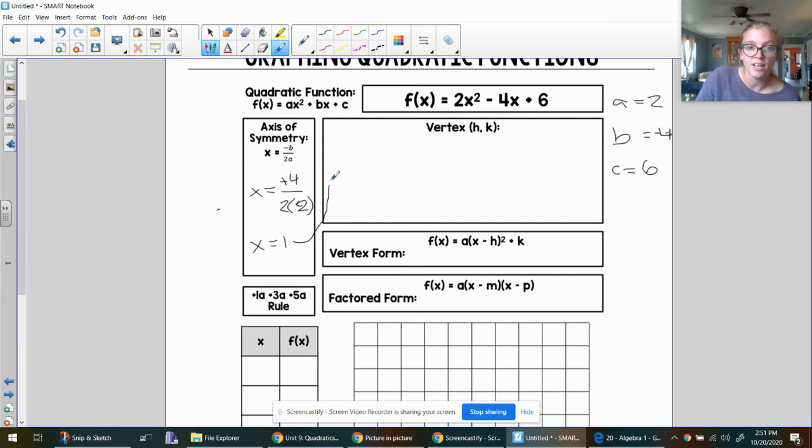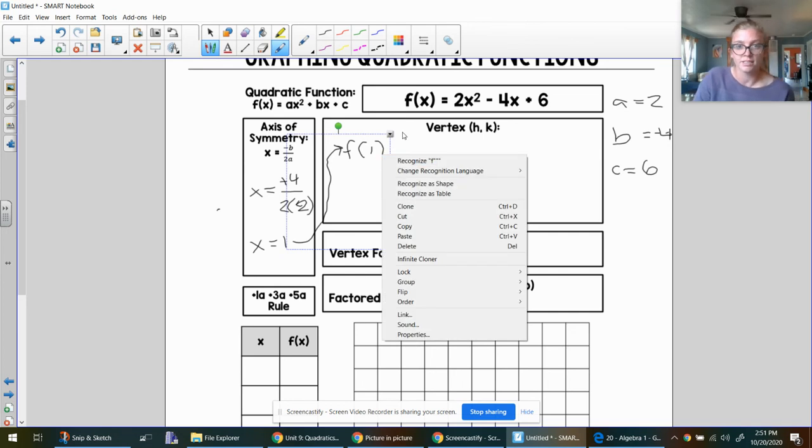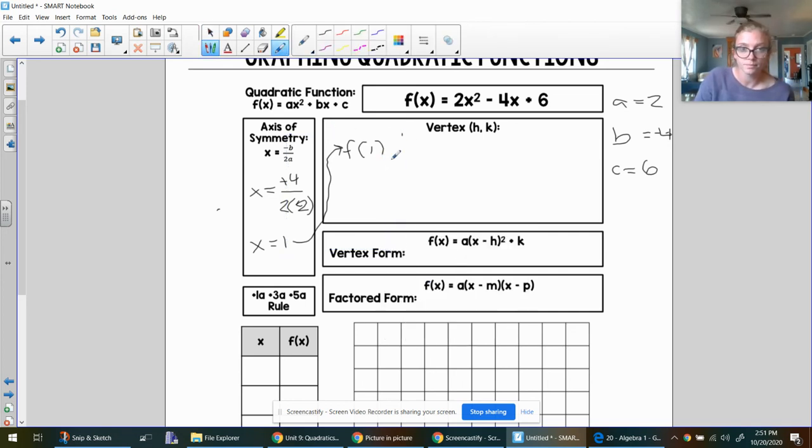I'm going to take that x value and come up here to help me find the vertex. So I'm going to plug in my x value from the axis of symmetry. Two minus 4 is -2, plus 6 is 4. So my vertex should be 1, 4.